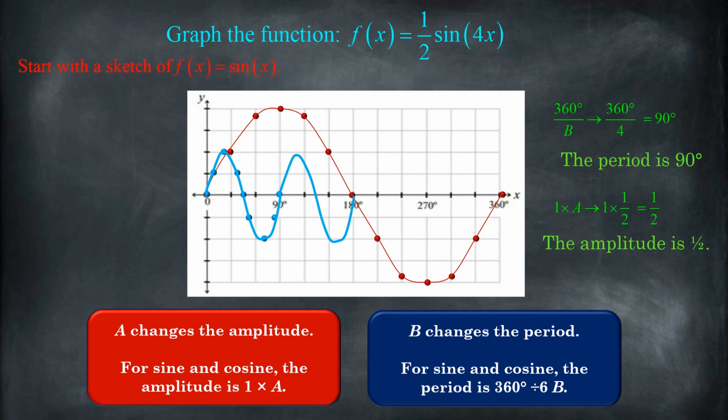So there is a part 2 where we talk about why b changes the period and why a changes the amplitude. If you're interested in that, I'll leave a link in the description. You can check that out. There's some tie-ins with the unit circle.